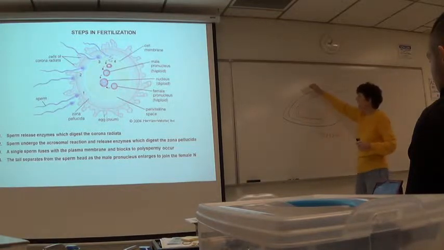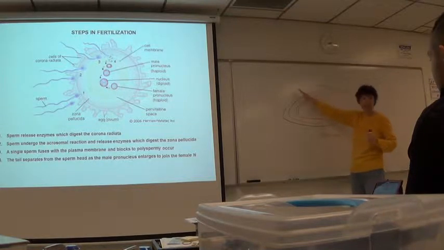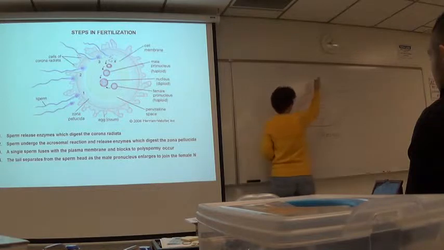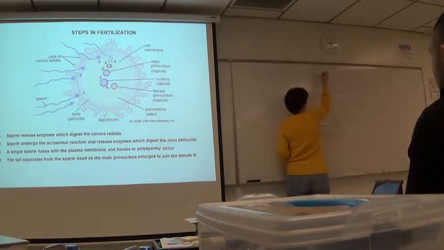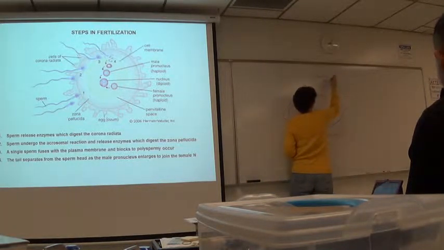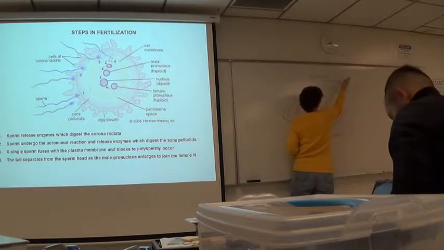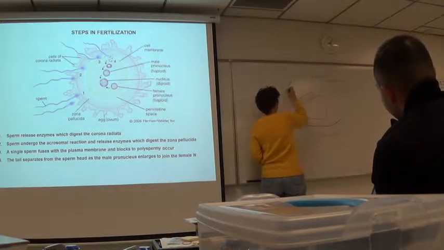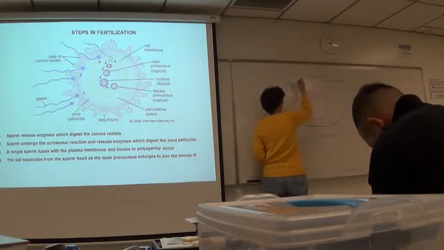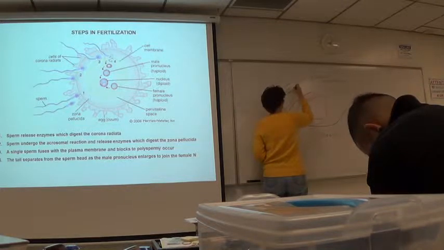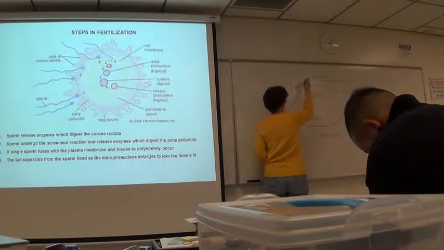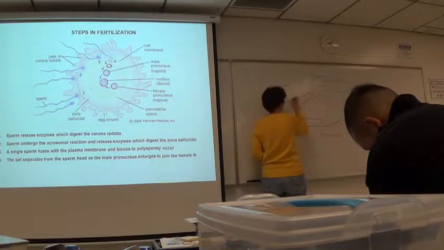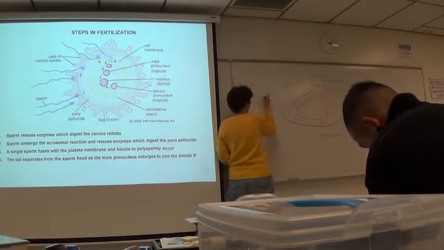So the acrosomal reaction event results in the destabilization of the membranes, and we have the plasma membrane of the sperm, the outer cell. We have the outer acrosomal membrane. And we have the inner acrosomal membrane.